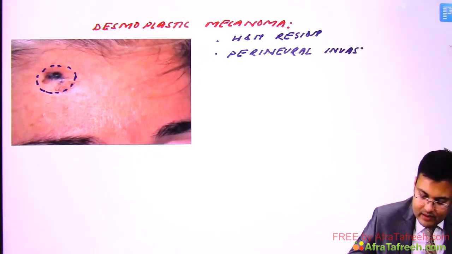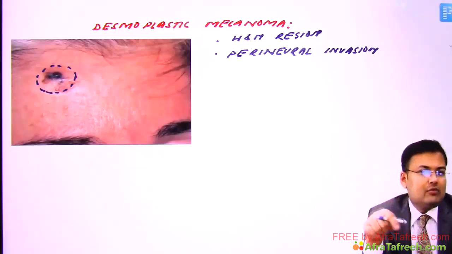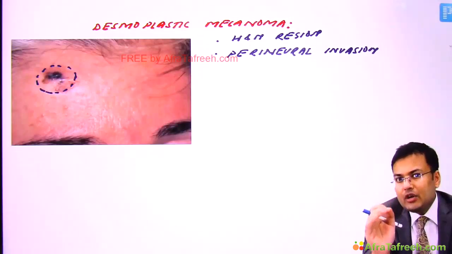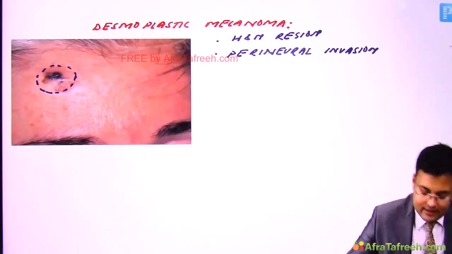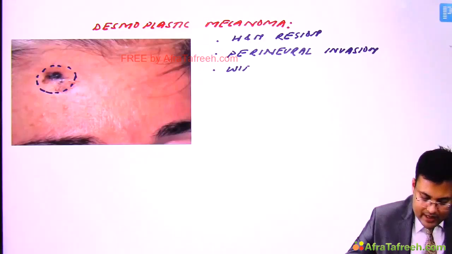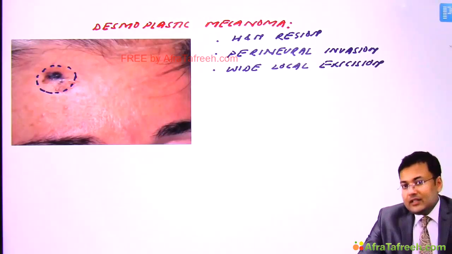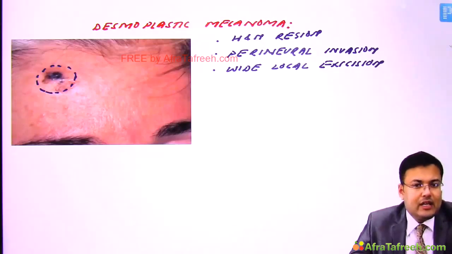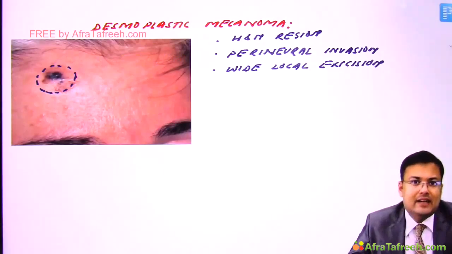Clear? In desmoplastic melanoma, what is the treatment? Wide local excision. So we have to take sufficient margin. Otherwise, what will happen? If we do not take sufficient margin, there is increased risk of recurrence. So the treatment is wide local excision, right? If wide local excision is not done, it is associated with increased risk of recurrence. So amelanotic melanoma and desmoplastic melanoma, these are the two variants of malignant melanoma.